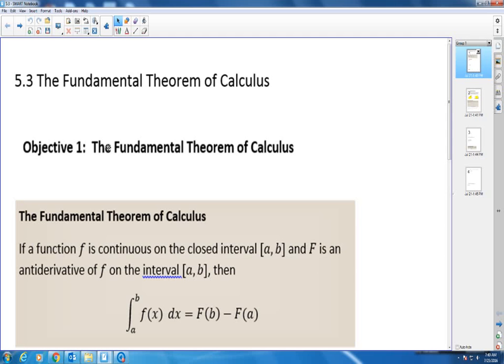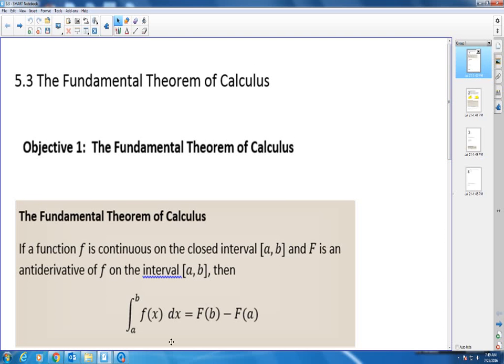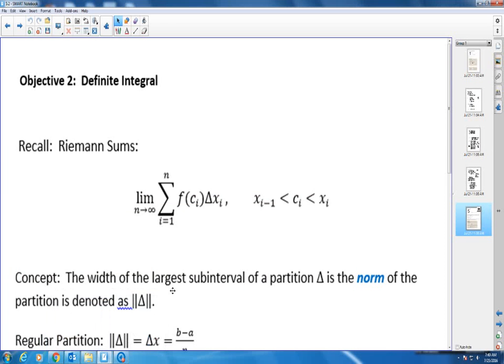Welcome back to Calculus 1. In this lecture video, we're going to talk about the fundamental theorem of calculus. I recall in the previous recording, we talked about something called the definite integral.